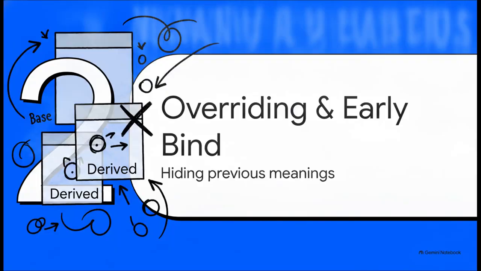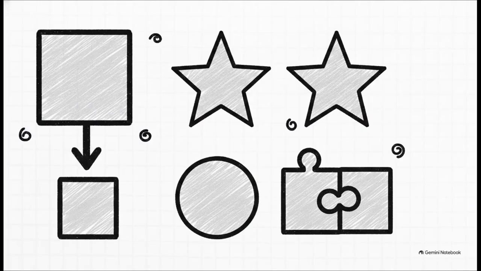Section 2. Overriding and early binding. Hiding previous meanings. Now, to actually pull off this many forms concept, we rely on a mechanism called function overriding. This is how subclasses essentially hide the older, previous meanings of a function. But you can't just do this however you want. There are really strict exam-relevant requirements here.